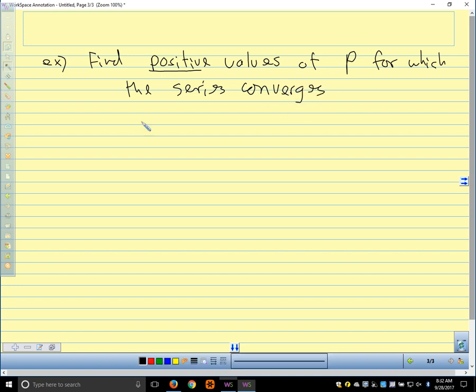So here's the first one we're going to look at. The sum from n equals 1 to infinity of n over (1 plus n squared) to the p. So we want to find the values of p for which a series like this is going to converge. If p were some number and you were going to apply a test, what test would you apply?